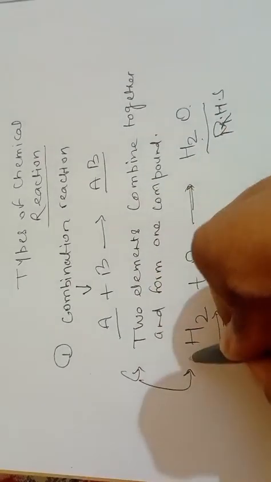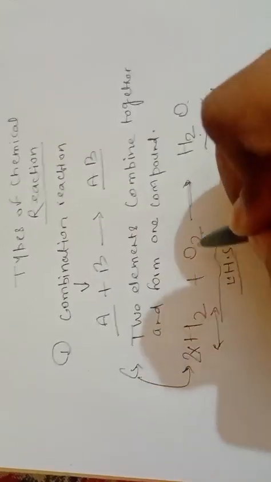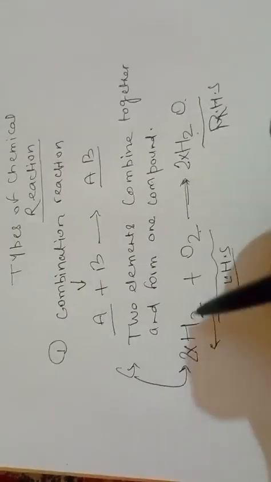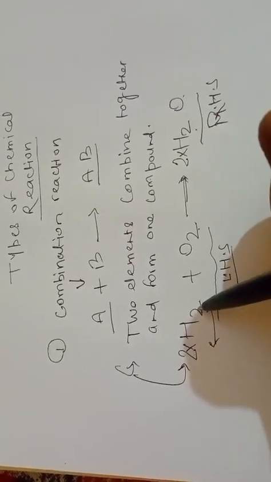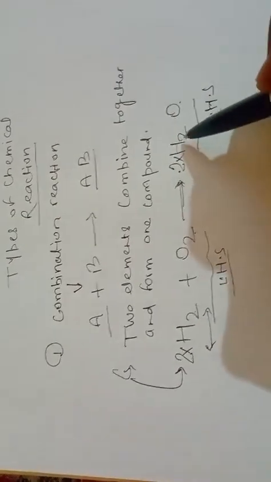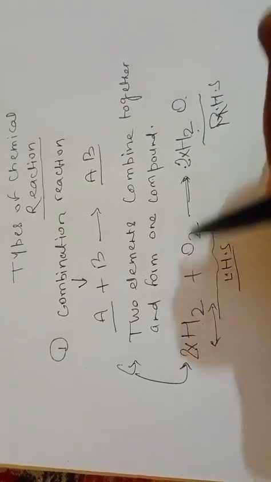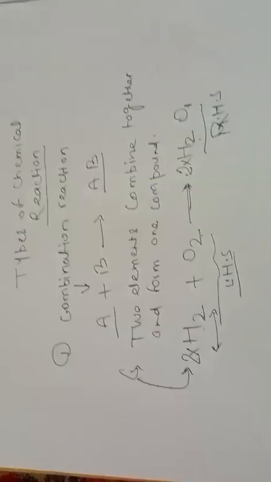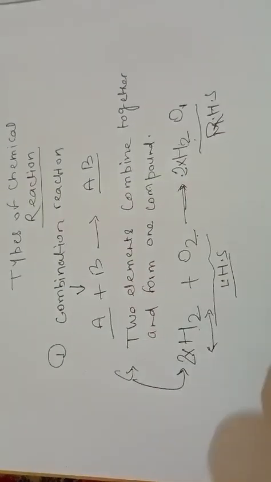So how do we balance the equation? Just multiply it by 2 and multiply it by 2 on this side. So 2 into 2 is 4, 2 into 2 is 4, that is 4 atoms for hydrogen and 2 atoms of oxygen. Here if nothing is written, it means that it has 1.